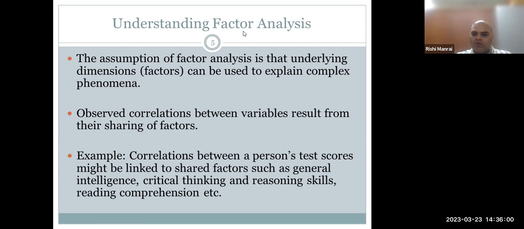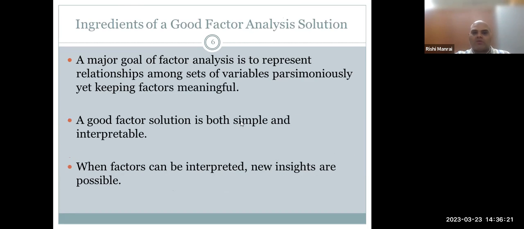So for example, correlations between a person's test scores might be linked to shared factors such as general intelligence, critical thinking, reasoning skills, reading comprehension, etc. All these things can be joined and we can call it a single particular construct. So next, what are the ingredients of a good factor analysis? Ingredients of a good factor analysis solution.